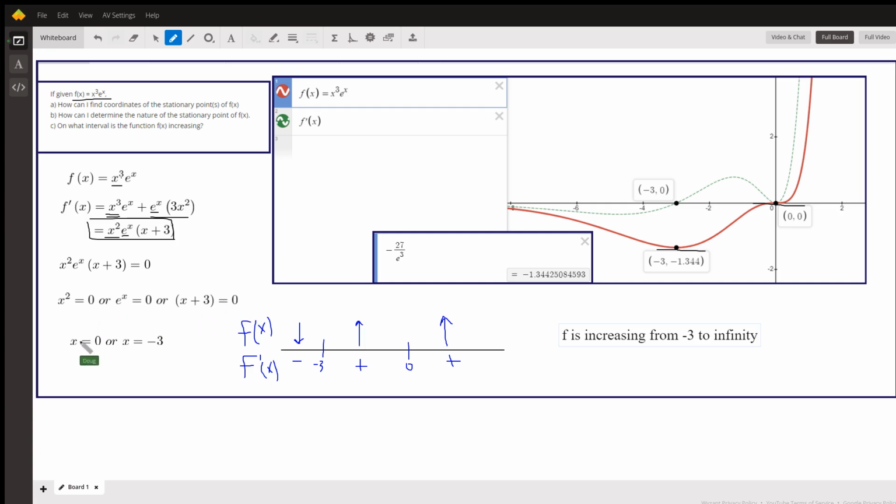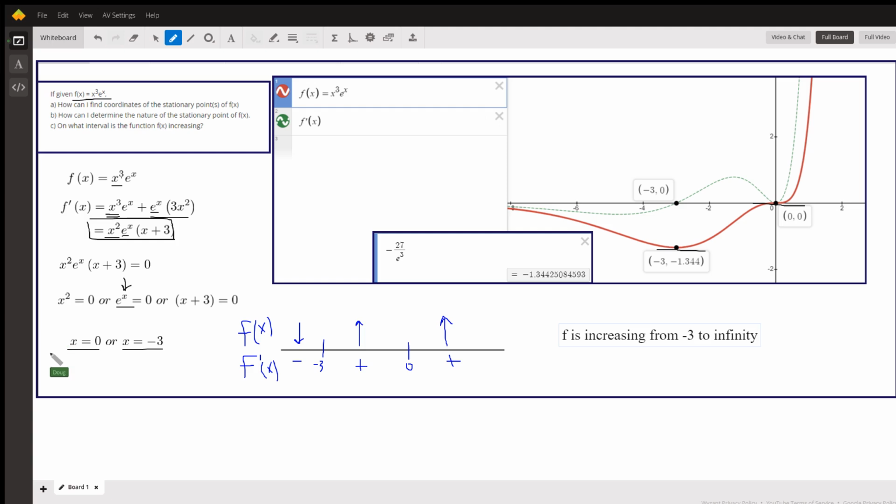When x squared equals 0, x equals 0. That's one of the stationary numbers. E to the x never equals 0. I don't care what number you put in here for x, you'll never get an answer of 0. You actually never get a negative number. Okay, and finally, when x plus 3 equals 0, x equals -3.